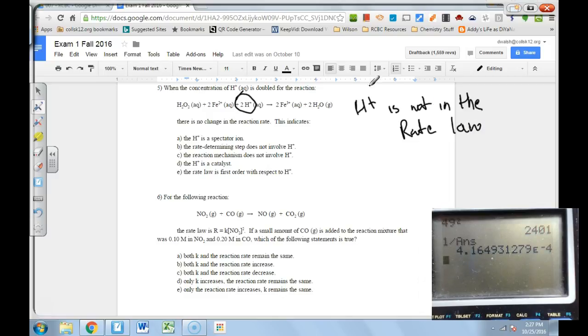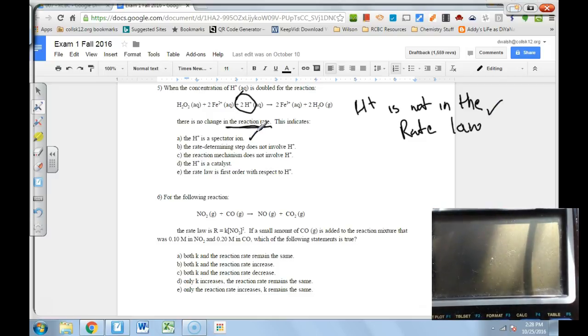Because it's not in the rate law, nothing happens to the rate of the reaction. And if it were in the rate law, changing the concentration in any way would change the reaction rate. So we have to find something that matches what this is. So let's see, H plus is a spectator ion. No, spectator ions wouldn't be written in the overall reaction. Okay, the rate determining step does not involve H plus. That sounds good. Okay, the mechanism does not involve H plus.